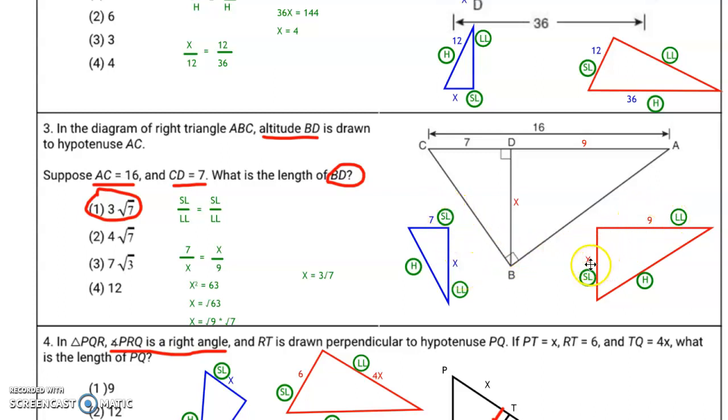I have a long leg and a short leg here, so I'm able to put it together. I do have the hypotenuse of that larger triangle, but I don't have the hypotenuse here, and I don't have the hypotenuse here. Remember, you're being strategic about what you have.